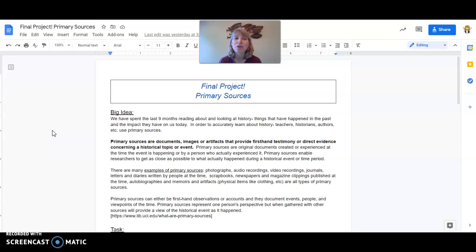Primary sources are documents, images, or artifacts that provide first-hand testimony or direct evidence of a historical topic or event. It's basically the things that we use in history to look at what the people who really lived during that time were experiencing. So if it's the American Revolution, a primary source would be a journal that an actual colonist wrote during the Revolution, or a document that was actually from that time period. That's what a primary source is.